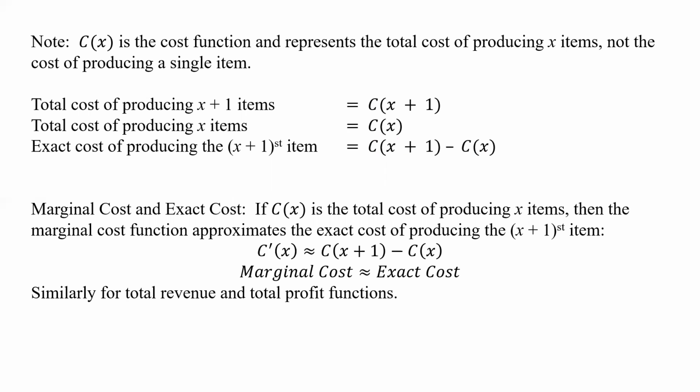Now, the marginal cost versus the exact cost. If C of X is the total cost of producing X items, then the marginal cost function approximates the exact cost of producing the X plus first item. So what we can say is our marginal cost, our derivative of C of X, is going to be approximately C of X plus 1 minus C of X, which is the exact cost of that X plus first item. Now this works similarly for total revenue and total profit. So we can use the revenue or the profit functions in here, and it behaves the same way as the cost function, okay?